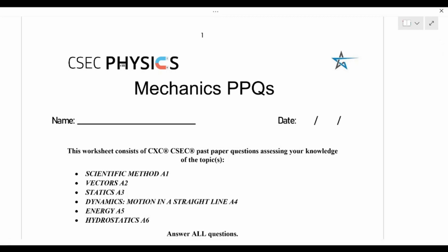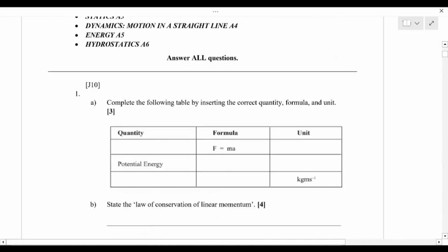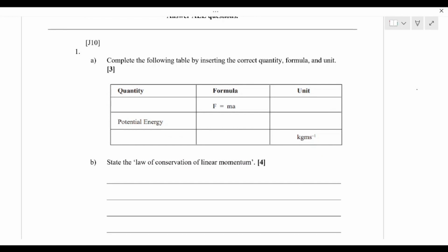Hi, welcome to this video in which we'll be covering past paper questions for mechanics for CSEC physics. From January 2010, complete the following table by inserting the correct quantity, formula and unit for 3 marks.